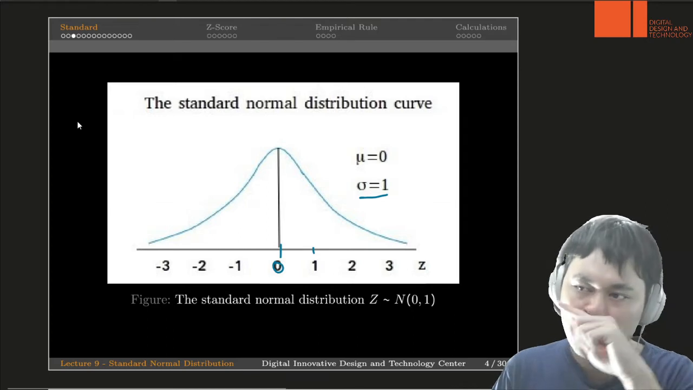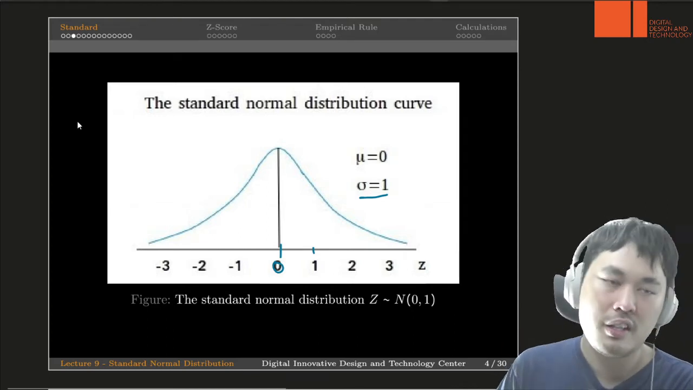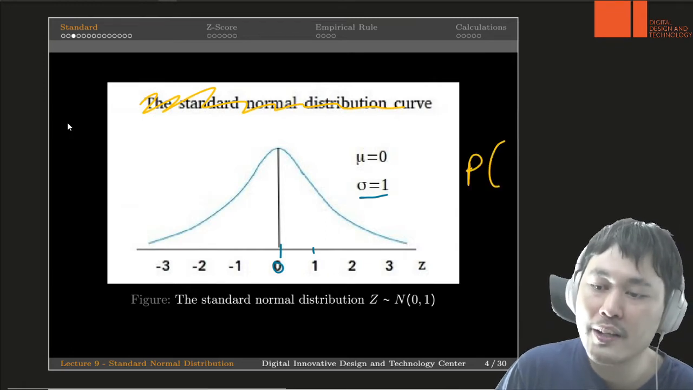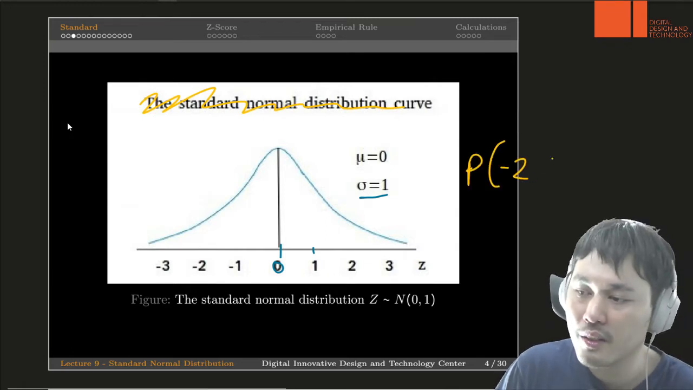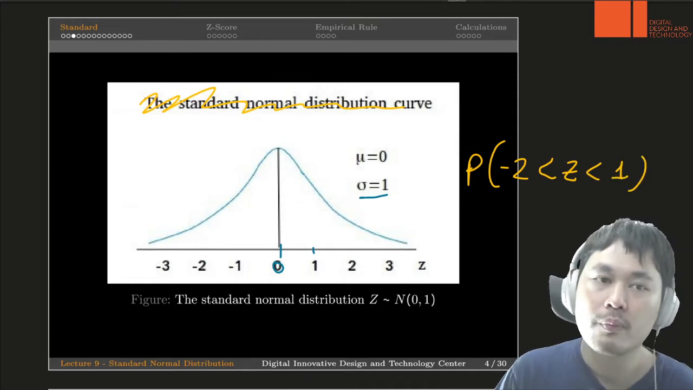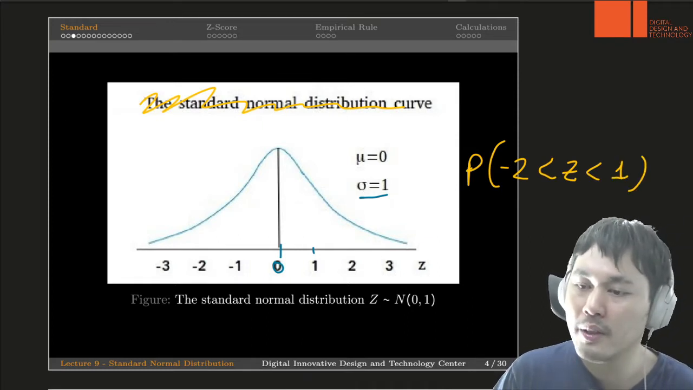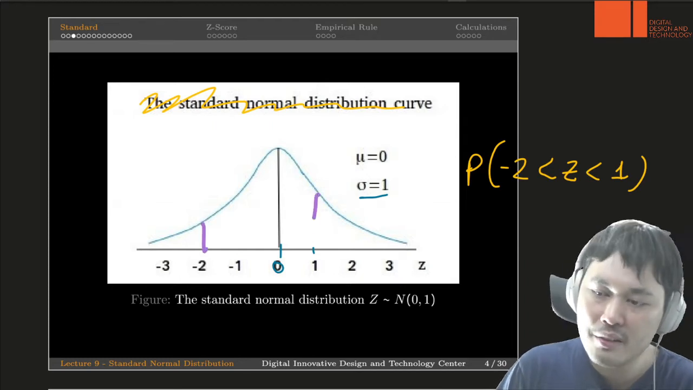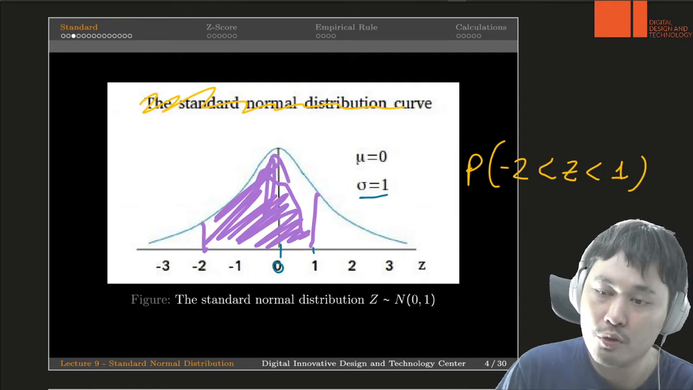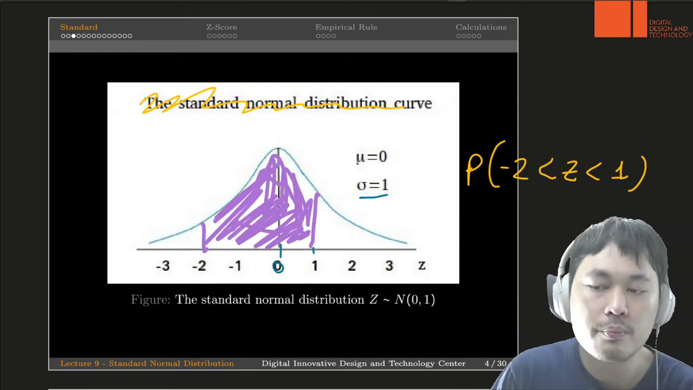So let's say I give you this curve and I don't tell you what it is. If I ask you to compute the probability that z is between -2 and 1, then you should be able to identify that your task is to compute the area under this curve between these two endpoints, from -2 to 1.